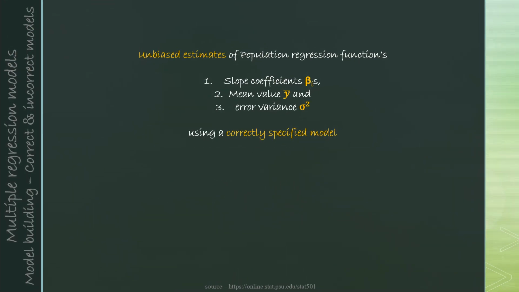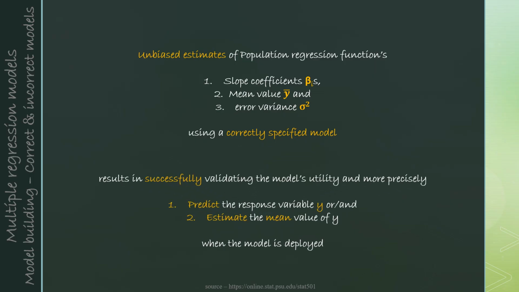Unbiased estimates of the population regression function's slope coefficients beta i's, mean value y bar, and error variance sigma square, using a correctly specified model, result in successfully validating the model's utility and more precisely predicting the response variable y and or estimating the mean value of y when the model is deployed.